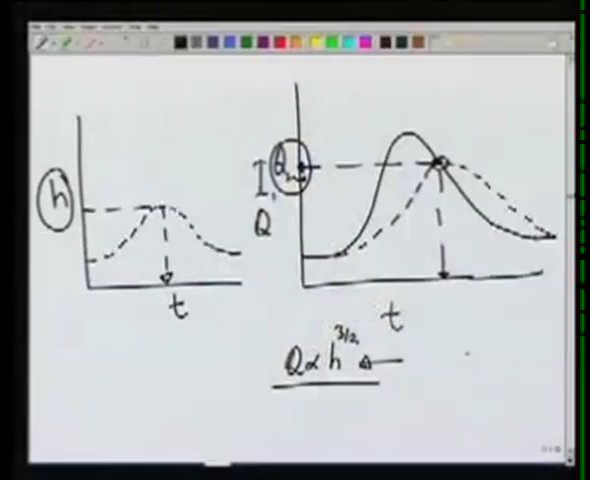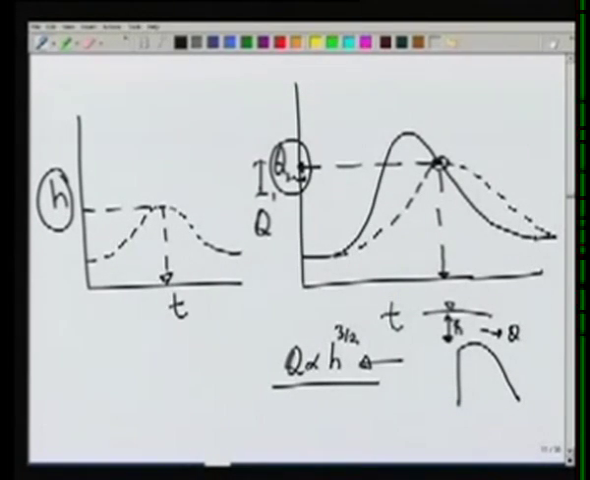So in that case the spillway would be like this. The discharge through the spillway will be proportional to 3 by 2 power of H. So the discharge will be maximum when the head is maximum.